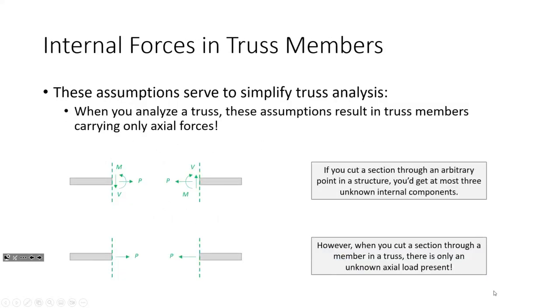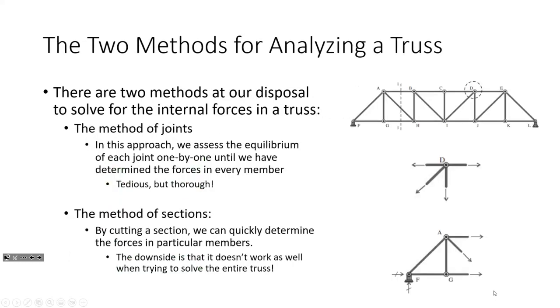So when we cut sections through truss members, we only have to deal with the axial force. We don't have to deal with the shears and moments. If we cut a section through an arbitrary point in some beam or frame, we could get at most three unknown components. But if we set the problem up at the beginning as a truss, then we don't have to worry about the shears and moments. We only have to worry about the axial forces.